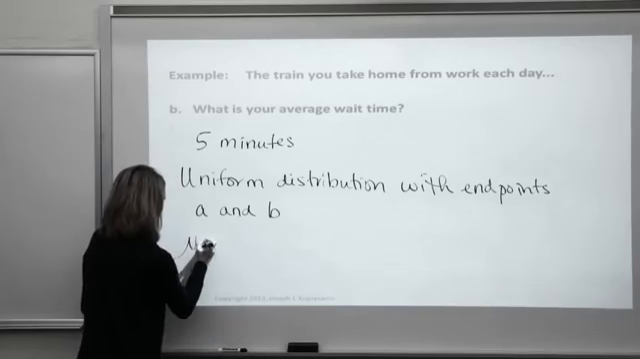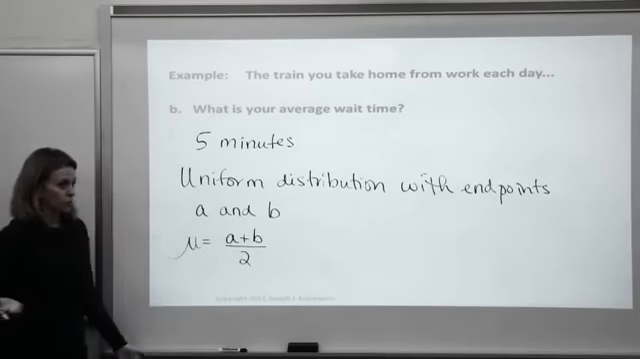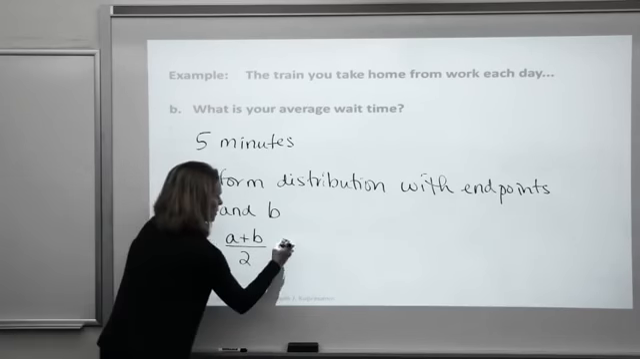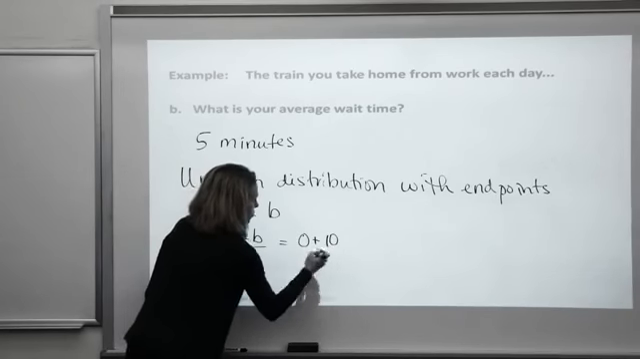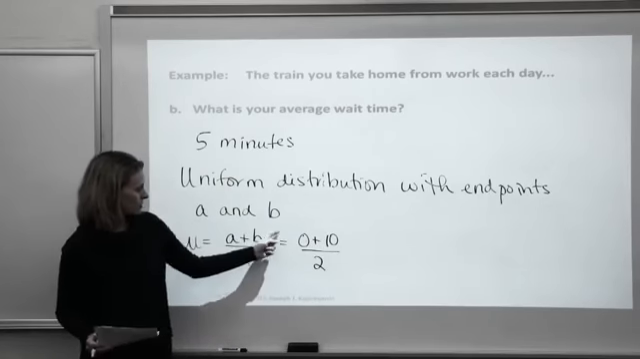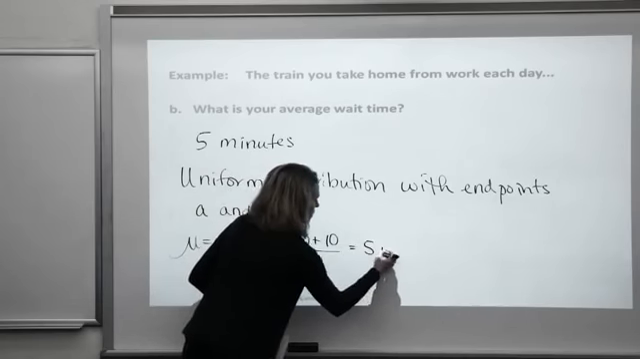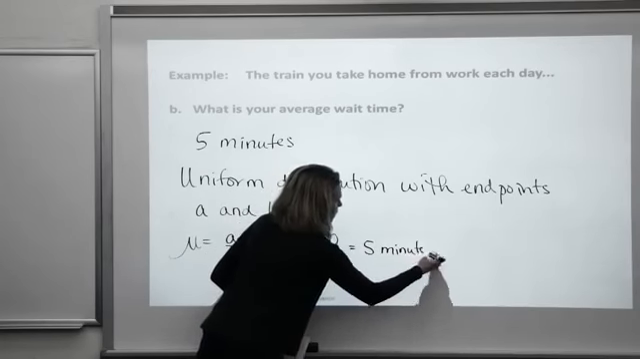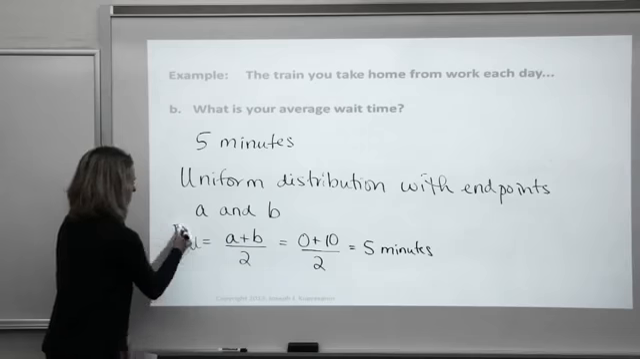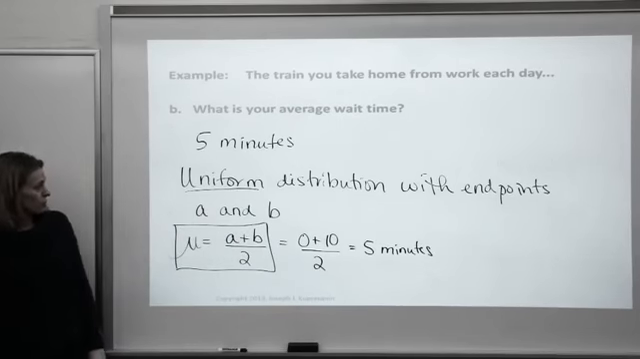That the average time will be the value right in between those endpoints. So it sort of makes sense. That works for the one that we just looked at. If you're going to wait somewhere between 0 and 10 minutes, if we take the average of 0 and 10 minutes, your average wait time is 5 minutes. So this will always be true when you have a uniform distribution.